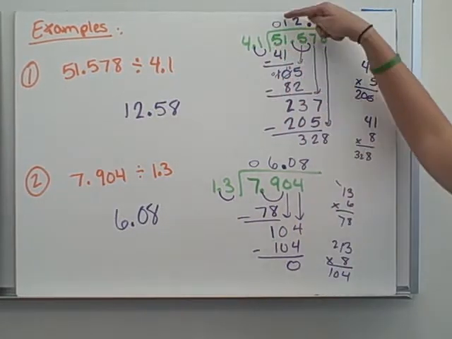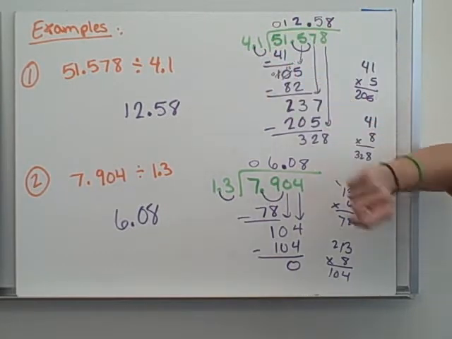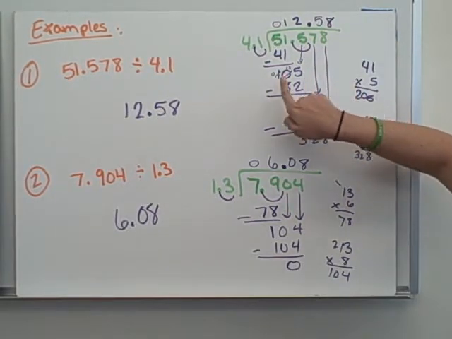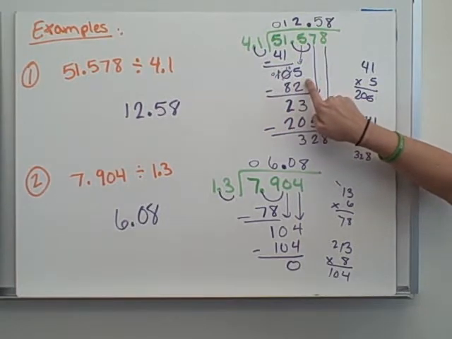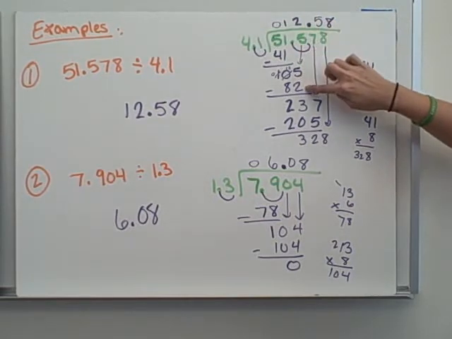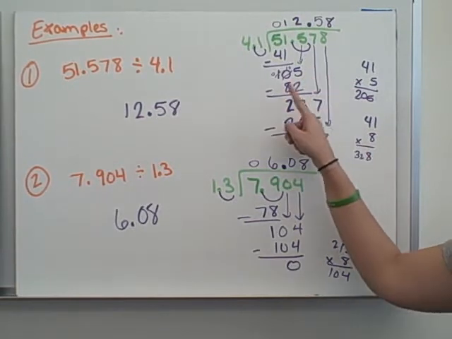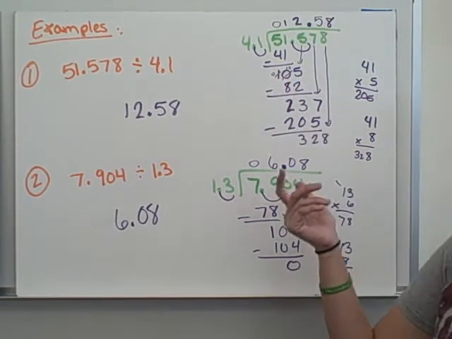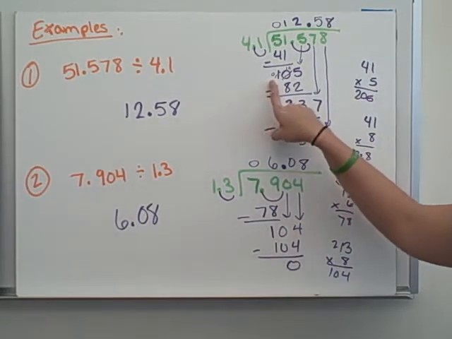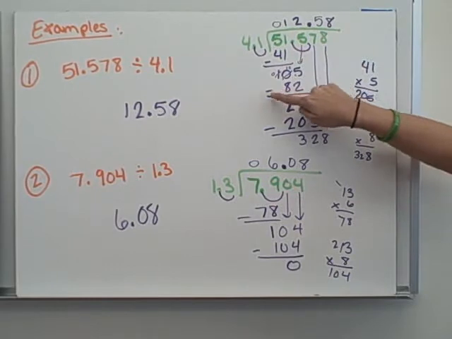41 goes into 5 0 times. 41 goes into 51 once. 1 times 41 is 41. I subtract and I get 10. I bring down my 5. 41 goes into 105 twice. 2 times 41 is 82. I've got to subtract. When I subtract, I have to borrow. 5 take away 2 is 3, but 0 take away 8, I can't do that, so I have to borrow. So I take 10 from this 1, it becomes 0, and my 0 in the middle becomes a 10. So I have 10 take away 8, and that's 2.